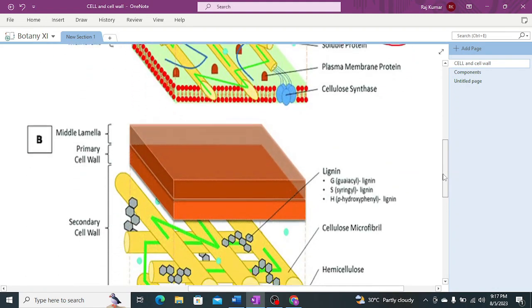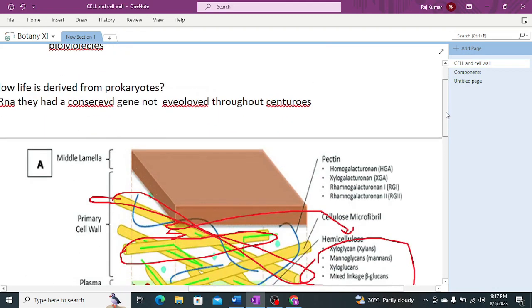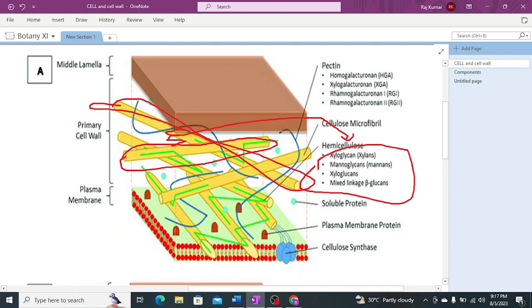The primary cell wall is having pectin in actual. So that pectin is actually made up of what? That pectin is actually synthesized by the Golgi body. You can understand it, as I am not good at drawing.